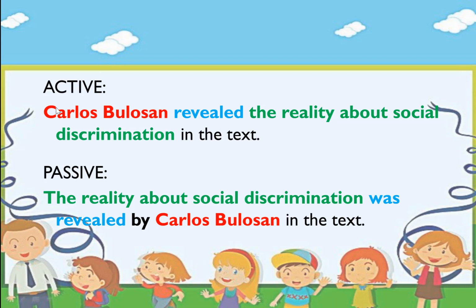Again, if we are going to look at this example, Carlos Bulosan, which is the subject and the doer of the action in the active voice, becomes the agent in our passive voice. Our verb revealed will become was revealed, and the receiver of the action, the reality about social discrimination, will become our subject in the passive voice. And of course, we are going to add by, which will introduce us to our agent. Did you get it? I hope that these examples gave you a clearer understanding about the difference between the active voice and the passive voice.